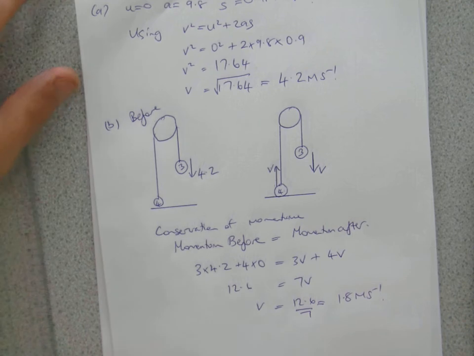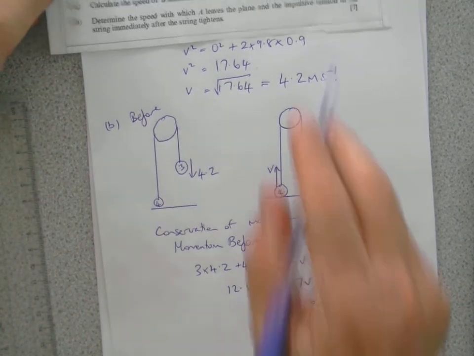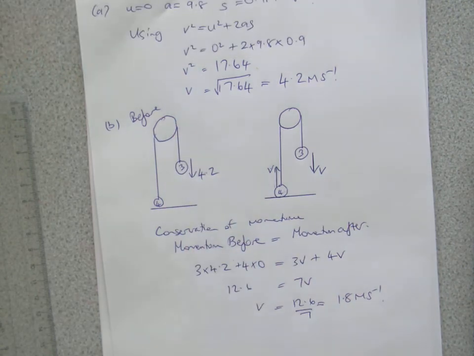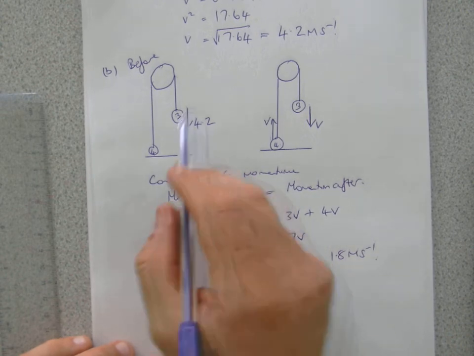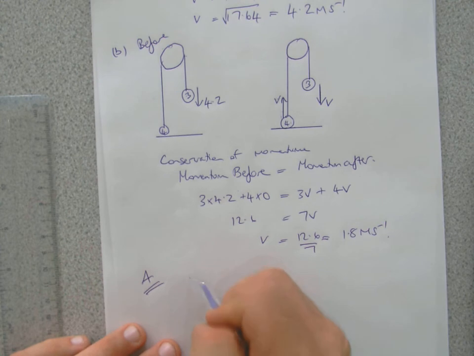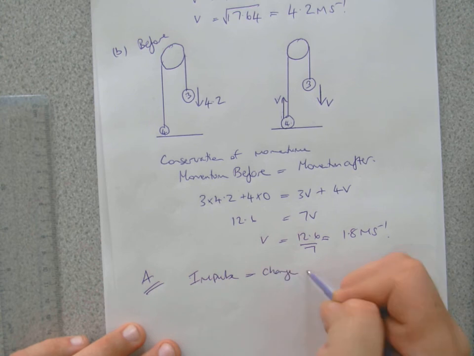Then it says find the impulsive tension in the string immediately after the string tightens. To get the impulsive tension, we just focus on one of the objects. I'm going to focus on A, put the spotlight on A. A is the easiest one. The impulsive tension essentially is the change of momentum. That's what impulse is, the change of momentum.